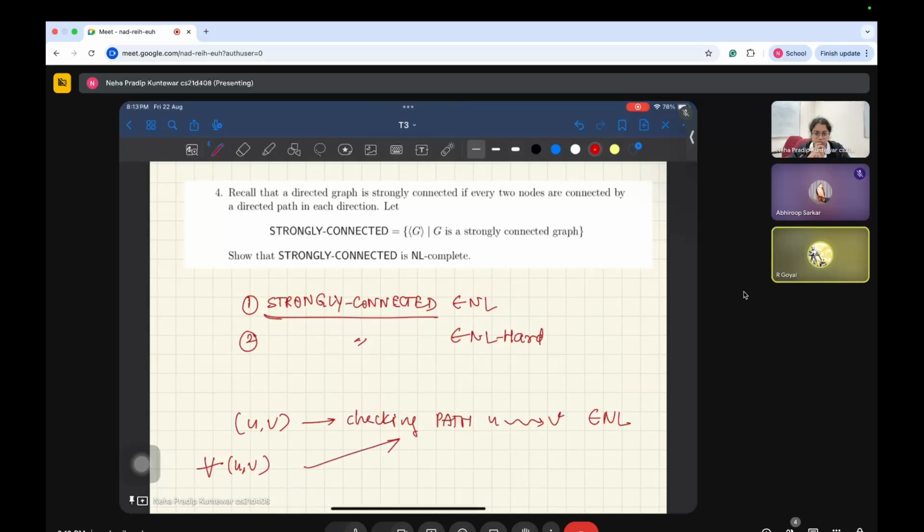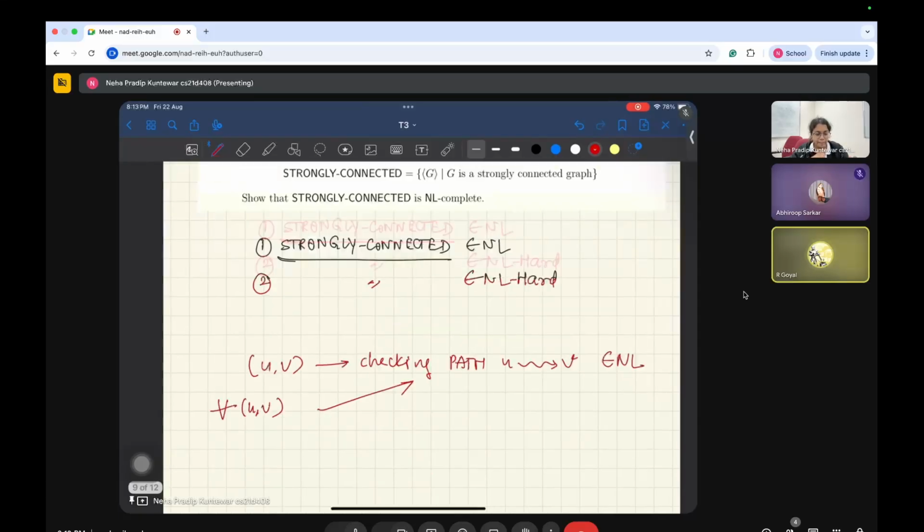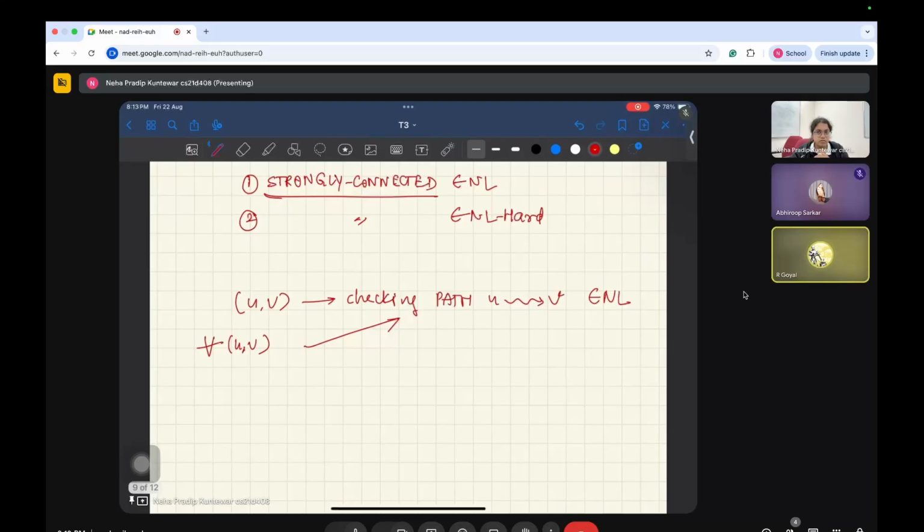So then this can easily be done. Because there would be NC2 number of pairs of vertices, there would be a polynomially large number of pairs to be checked, and since the space can be reused, this entire thing can be done in logarithmic space.